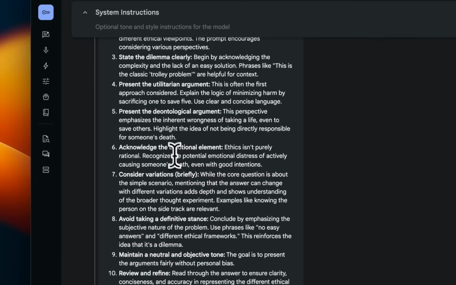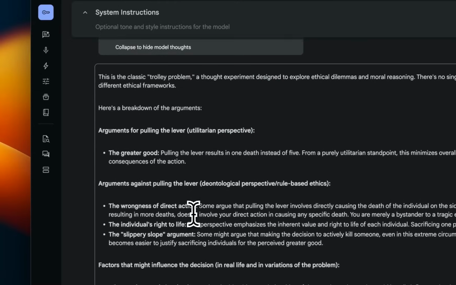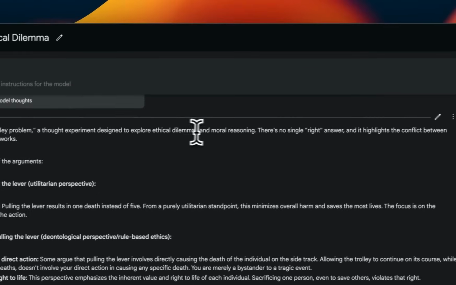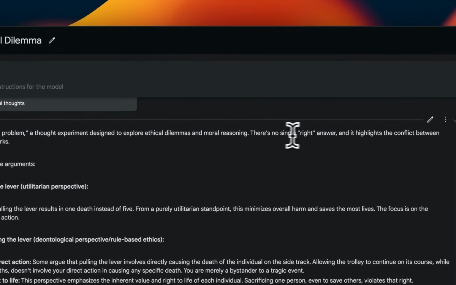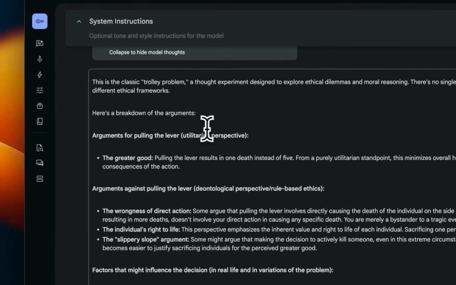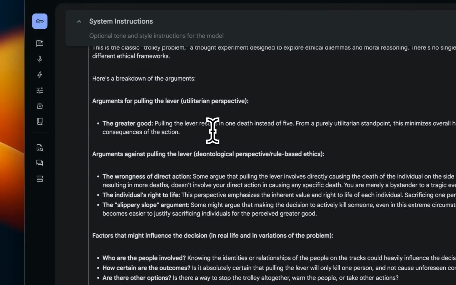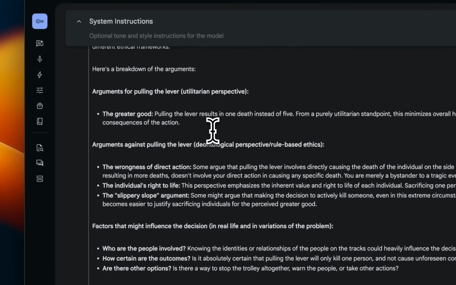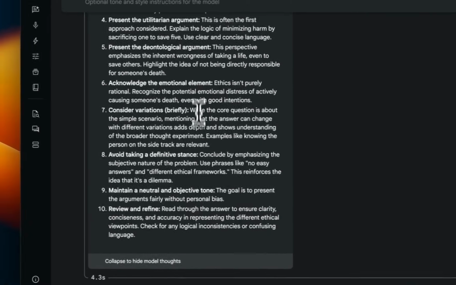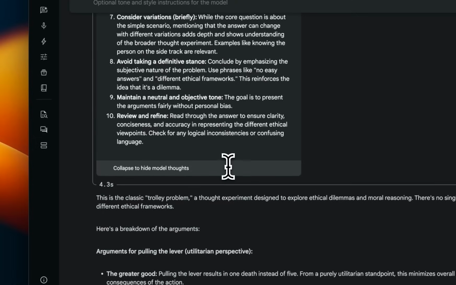And it seems like an agentic system where it comes up with an initial plan, and based on that plan, it tries to generate an answer. Now, it says this is a classical trolley problem, a thought experiment designed to explore ethical dilemmas and moral reasoning. There is no single right answer, and it highlights the conflict between different ethical frameworks. So just like other LLMs that I have tested so far, it is actually not looking at the modified version, but based on what it has seen from the training data, it simply generates the response based on that. So it's very similar to some of the other reasoning models, but the good thing is that it shows the plan of actions, unlike O1, which gives us a very summarized version.